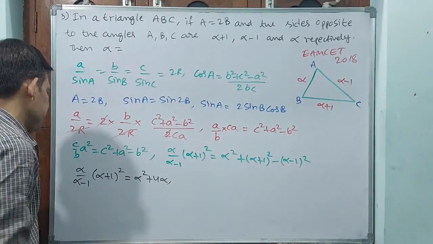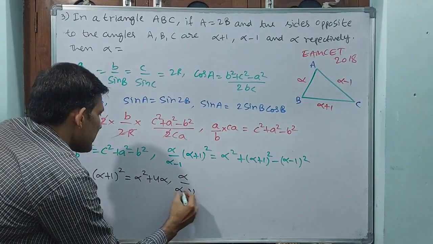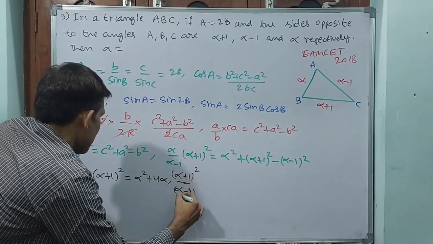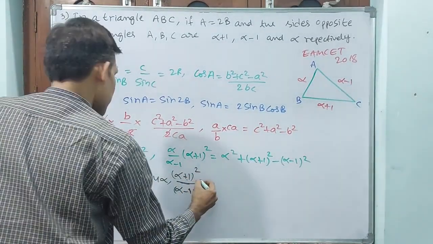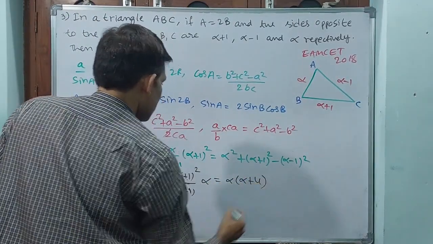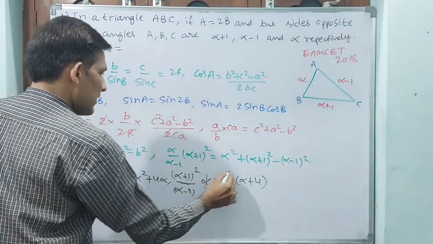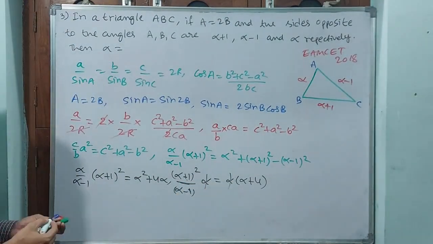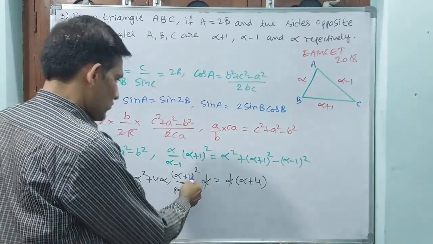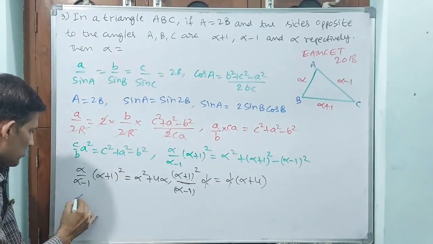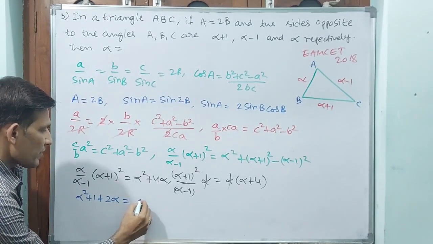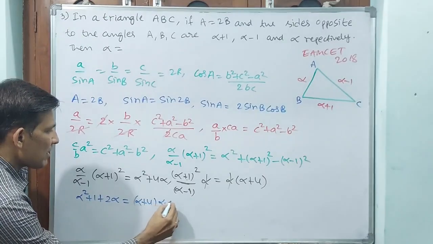You take alpha common. Alpha by alpha minus 1, or shall I write alpha plus 1 square by alpha minus 1 into alpha is equal to alpha, you take common 4 plus alpha plus 4. Alpha you cancel out. You send alpha minus 1 that side. Alpha square also you can make here. a square plus b square plus 2ab is equal to alpha plus 4 into alpha minus 1.